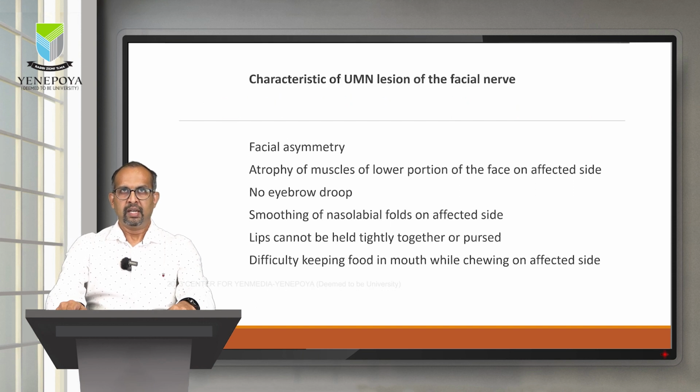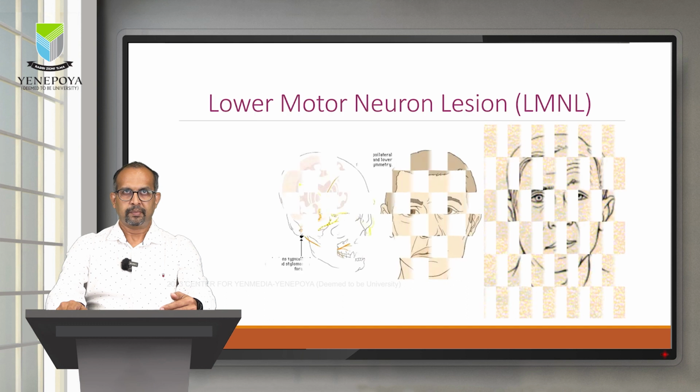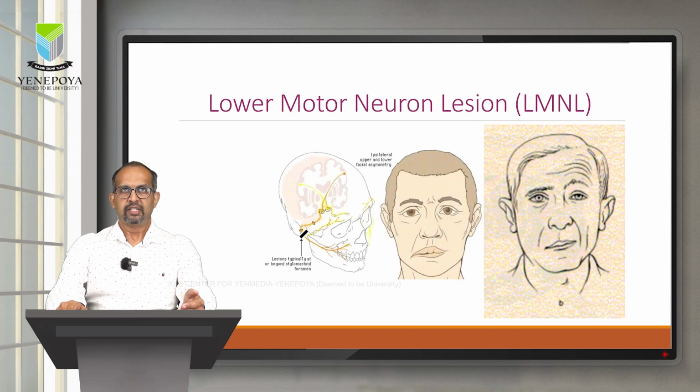So, facial asymmetry will be seen, with atrophy of the lower portion of the face. Remember, in upper motor neuron lesion, the lower face is affected. No eyebrow droop will be seen, and smoothing of the nasolabial fold on the affected side will be seen. Lips cannot be held tightly together or pursed, and there is difficulty keeping food in the mouth while chewing on the affected side.